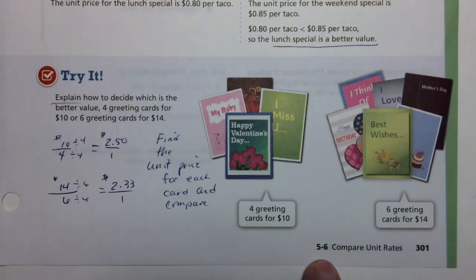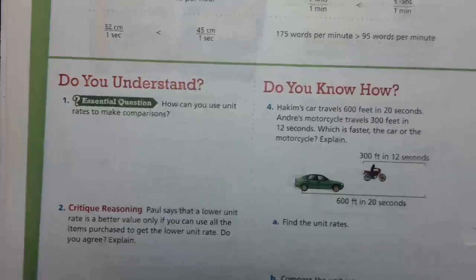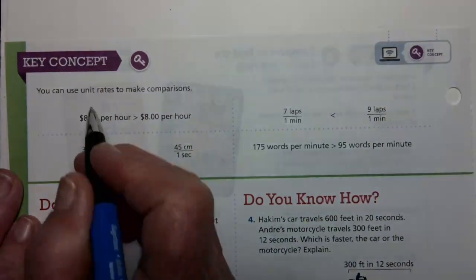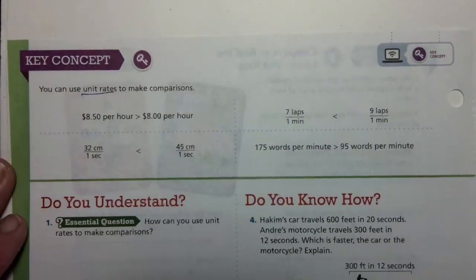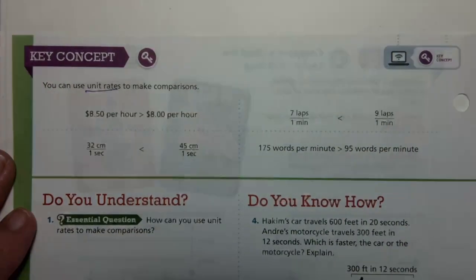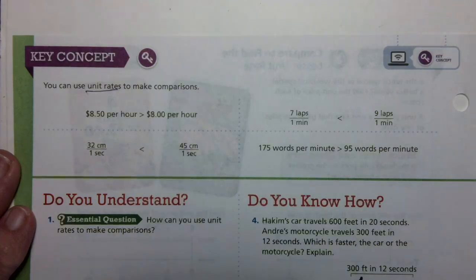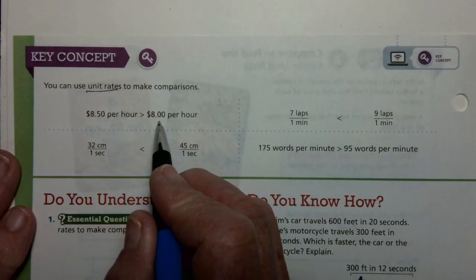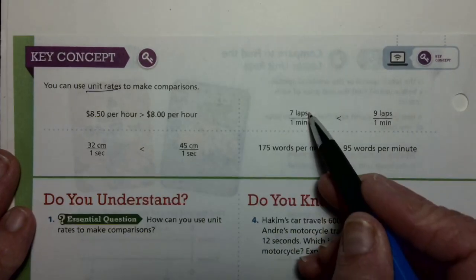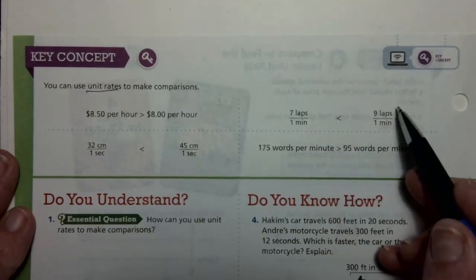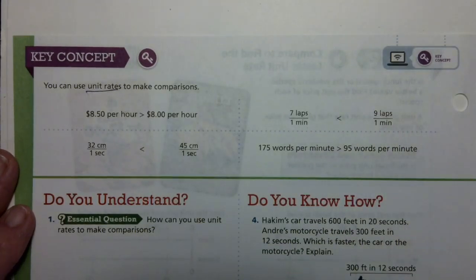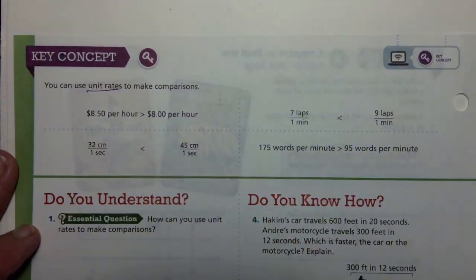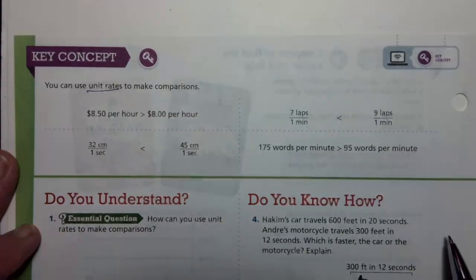All right, let's go to the key concept. Let's see if we understand what we did today. We're going to use unit rates. That means when we get the bottom number, the denominator, to be a 1, we can compare the numerators. So $8.50 per 1 hour is greater than $8 per 1 hour. 7 laps per 1 minute is less than 9 laps per 1 minute. 32 centimeters per 1 second is less than 45 centimeters per 1 second. It gives you some examples.